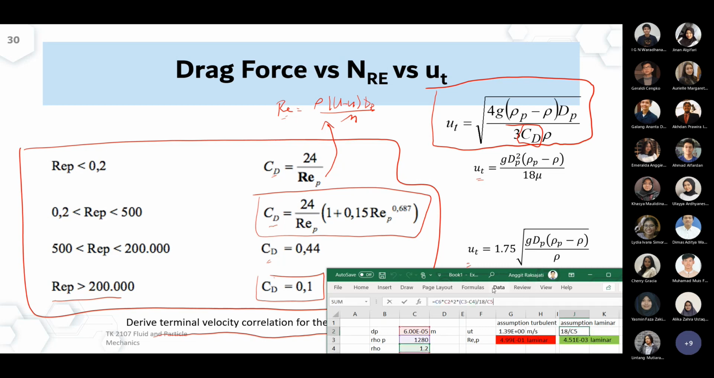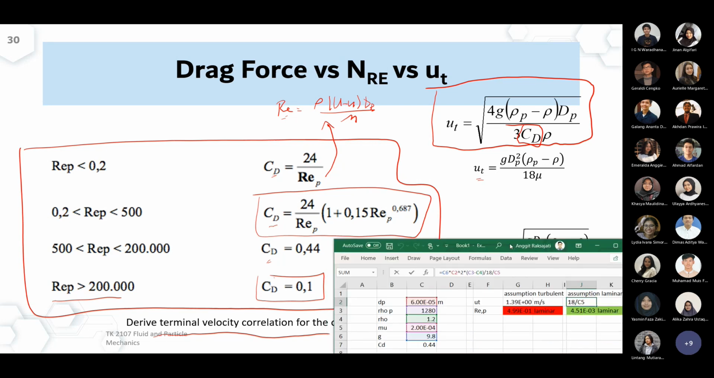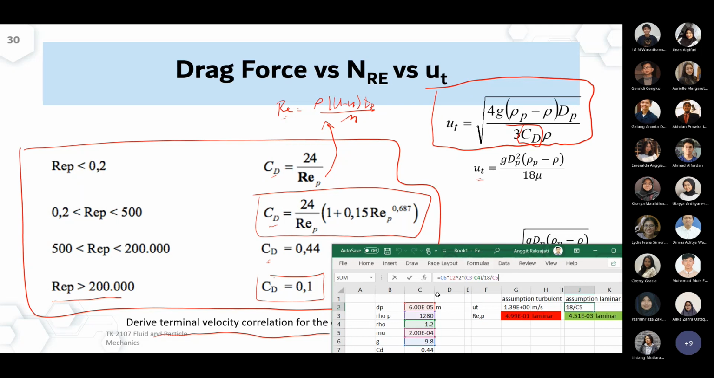So I just put in these numbers while you're doing it. It's not prepared. C6 is the g, and then C2 squared is dp, the particle diameter. Then C3 minus C4 is the delta rho, 2080 minus 1.2, divided by 18 mu. Mu is in Pascal second in SI, so that must be in SI.